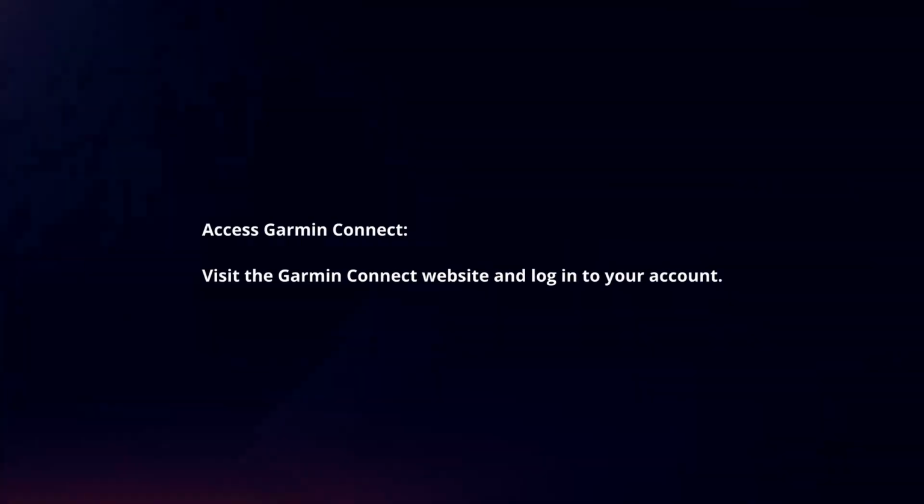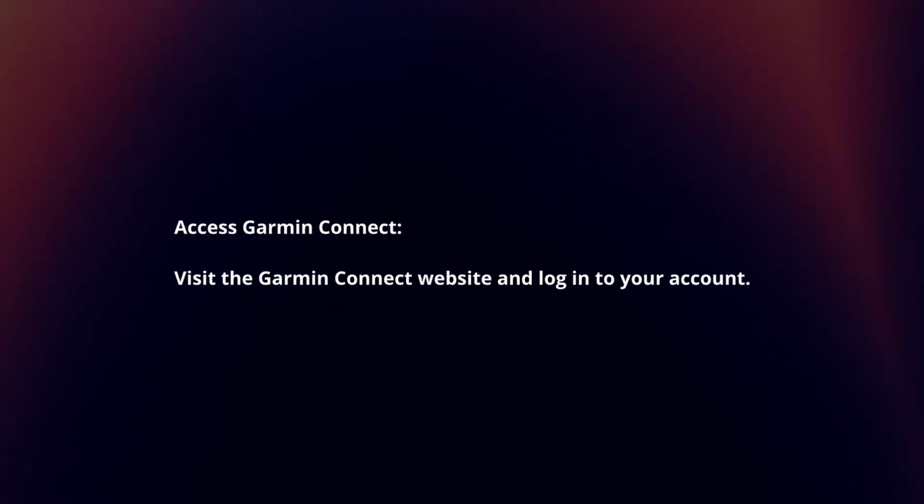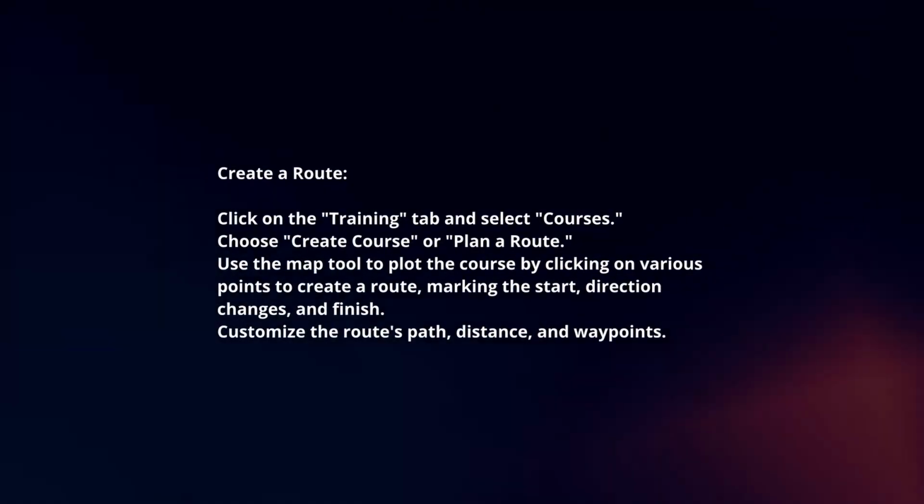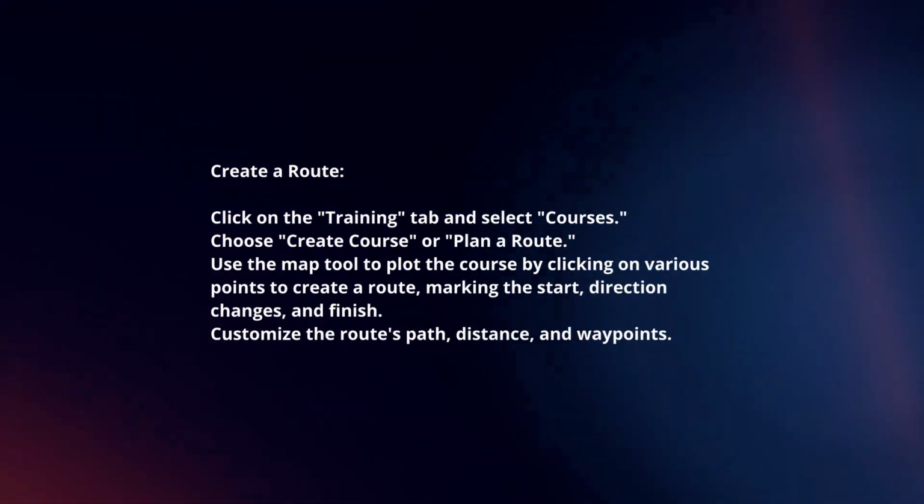Access Garmin Connect. Visit the Garmin Connect website and log into your account. Create a route. Click on the Training tab and select Courses. Choose Create Course or Plan a Route.